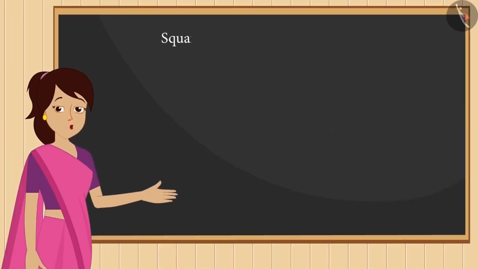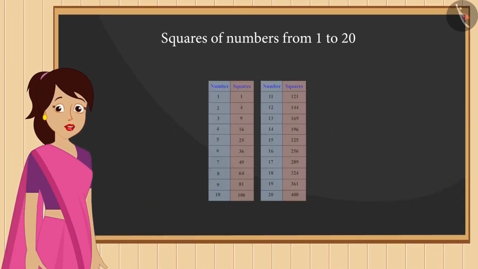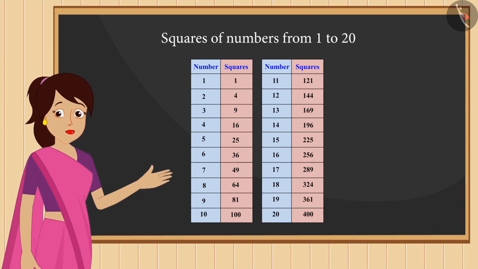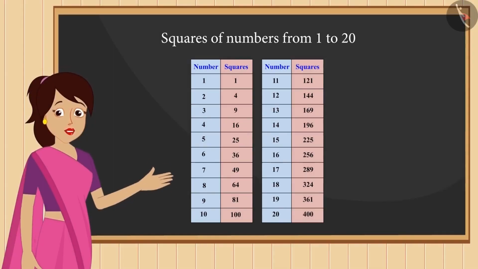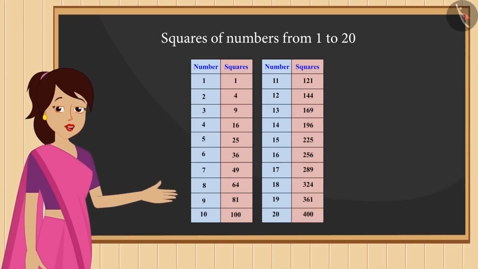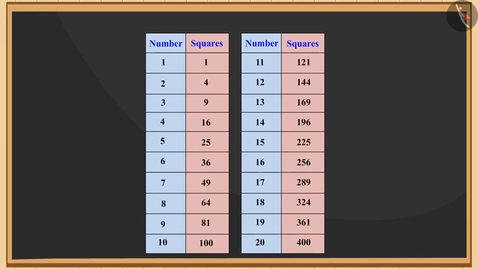Let us now look at the squares of numbers from 1 to 20. If you wish, you can pause the video here and write the squares in your notebook. After writing the squares of the numbers from 1 to 20, you must have got this type of a table of squares.